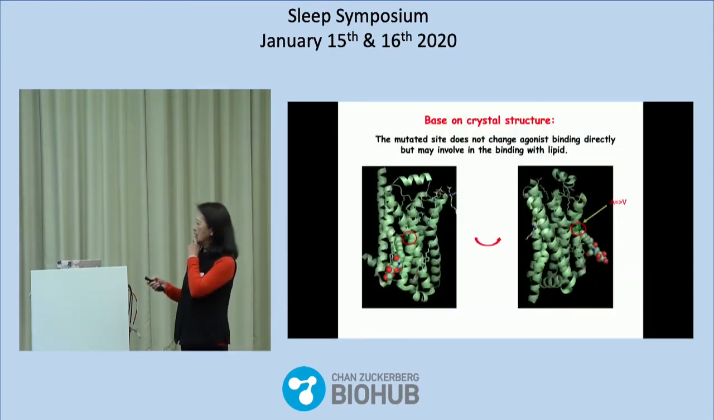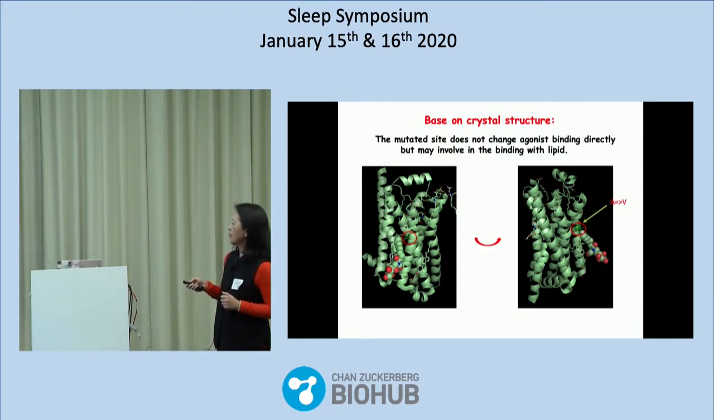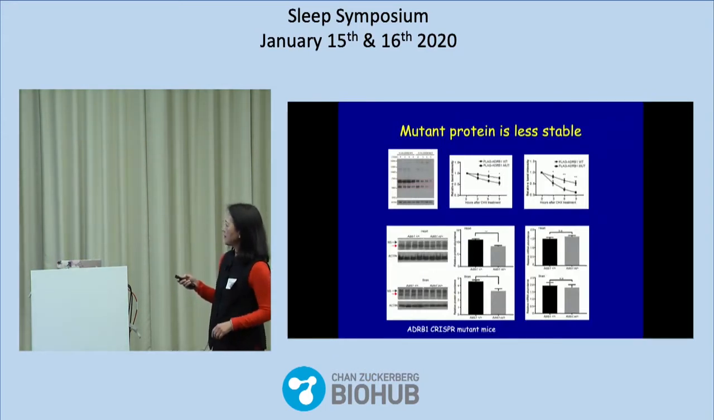Now, ADRB1's crystal structure actually was solved many years ago. So, of course, we looked at it and realized that the mutation is not likely going to change its binding activity with the agonist, but it's more likely to be involved in its binding with the membrane lipid. And so Guangsheng found that the mutant protein is less stable than the wild-type protein, with an in vitro pulse-chase experiment and in the mouse model. Both showed that the mutant protein is less stable than the wild-type protein.